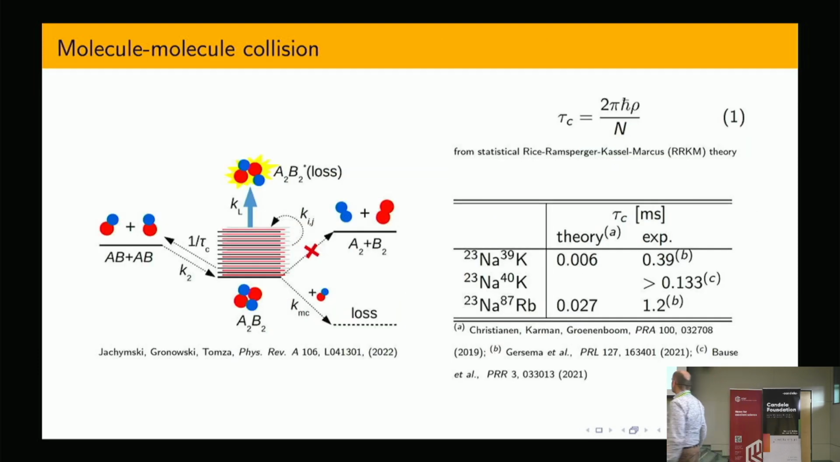And I would like to start from the complex formed from the collision of two closed shell molecules. Something that can be measured in the experiment is the lifetime of this complex. And from the theoretical side, the lifetime of this complex is related to the density of states. And when people computed the density of states, the lifetime predicted from it is usually orders of magnitude shorter than the experimental one, which means that something is wrong with the density of states.